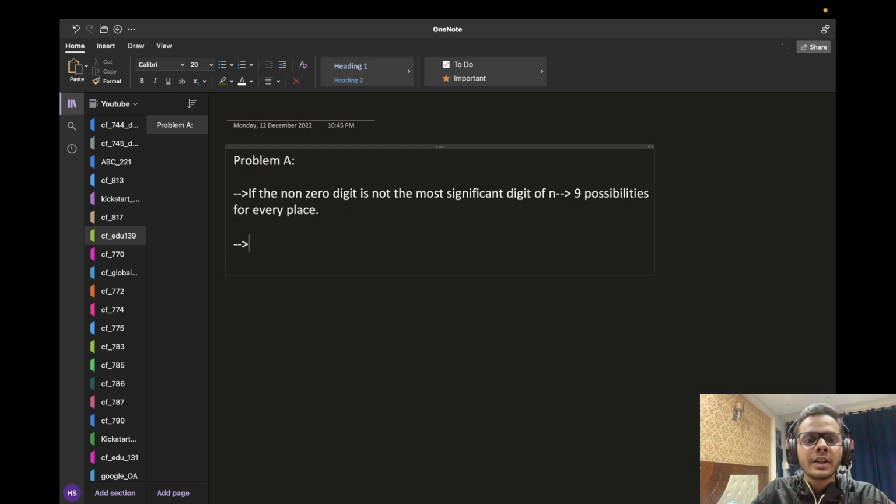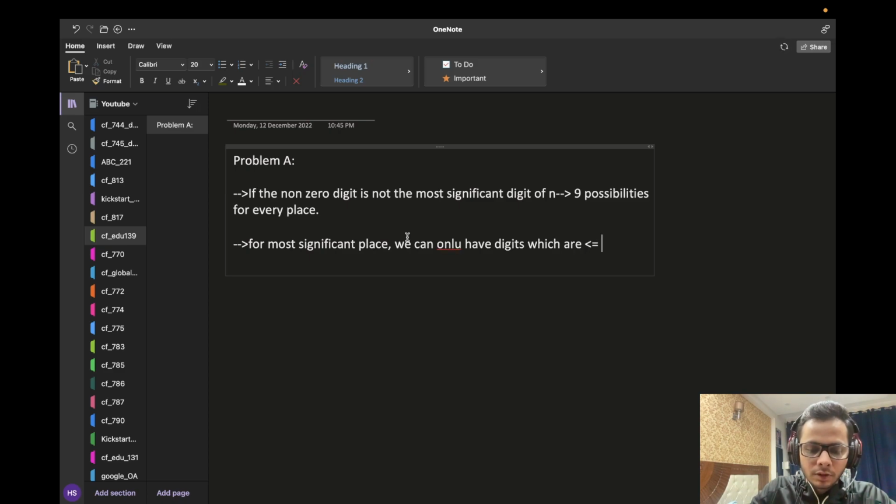And for the most significant digit, we can only have a digit which is smaller than or equal to the most significant digit of n, right? So for the most significant place, we can only have digits which are smaller than or equal to the most significant digit of n itself, right? And that is it, right?